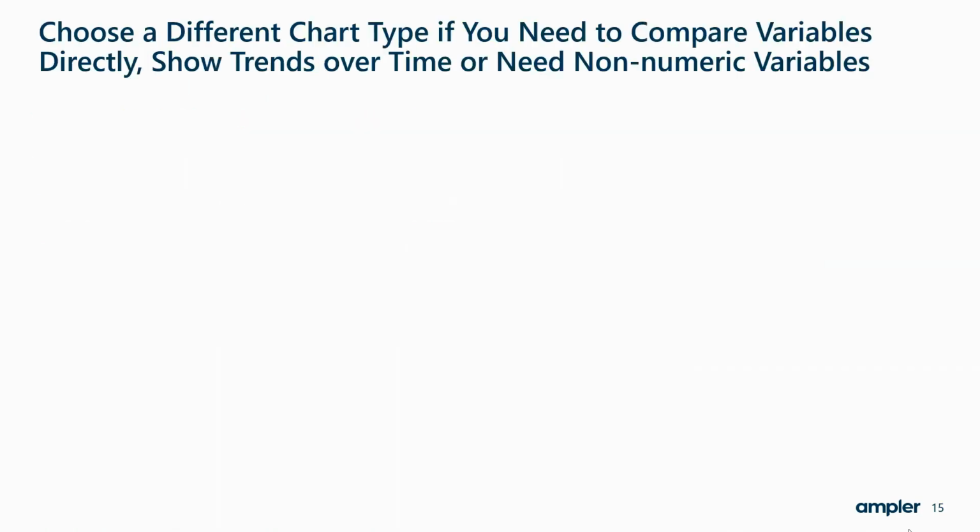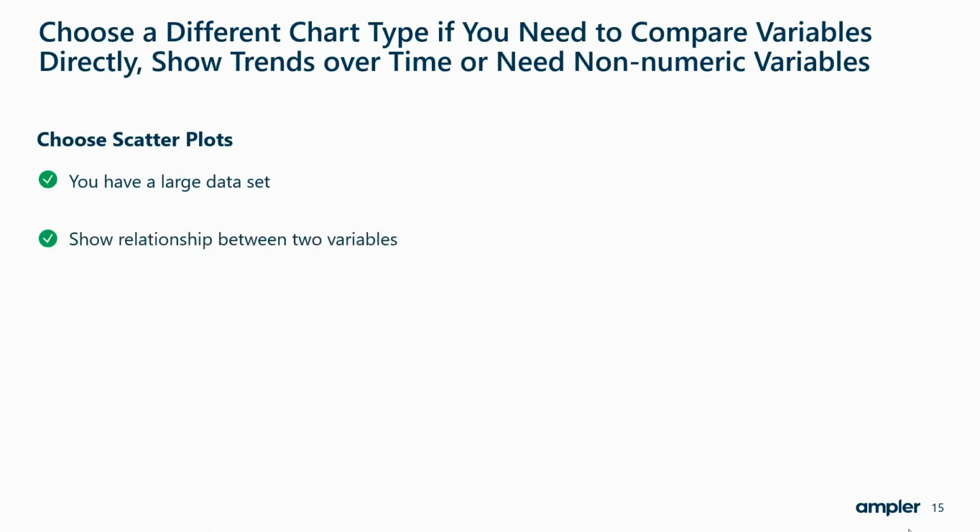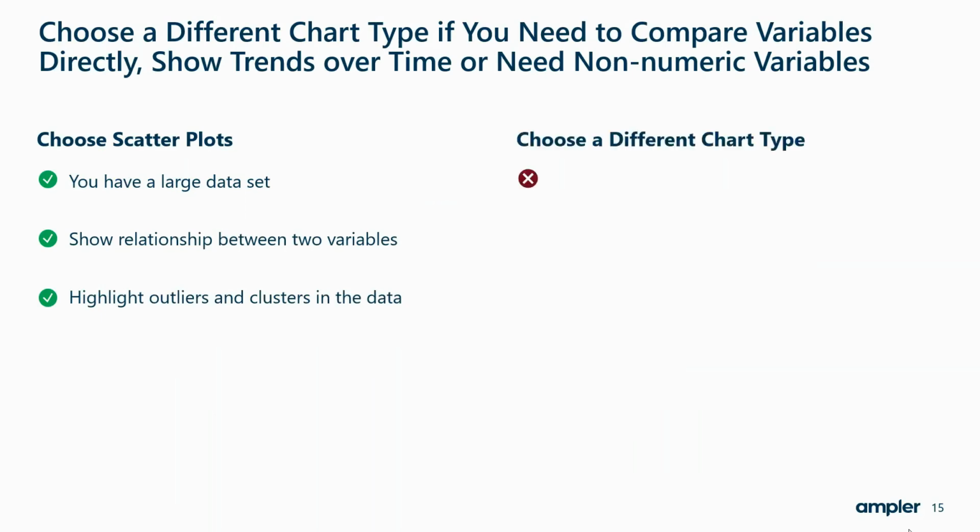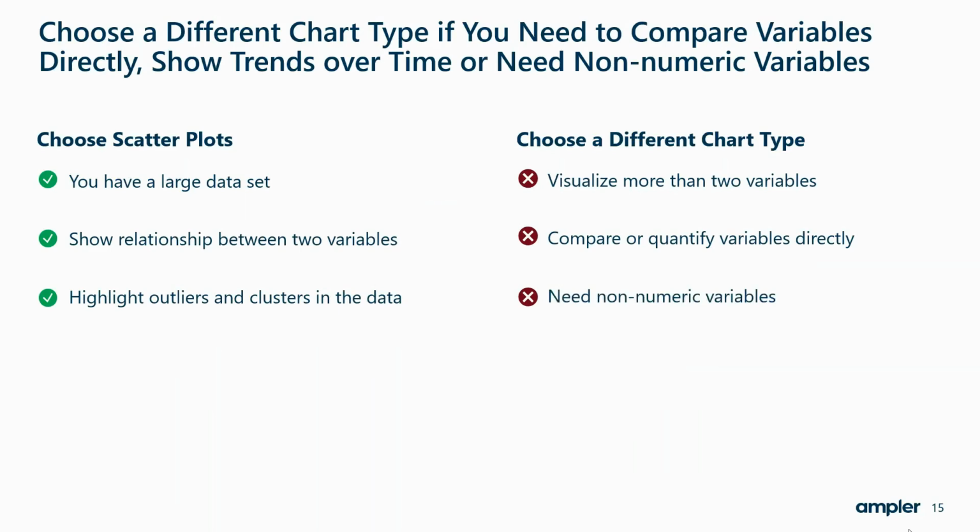Like any other chart, there are some advantages and disadvantages of using a scatter plot. Let's start with when it's a good idea to use these charts. If you have a large data set with 2 continuous variables and you want to show the relationship between the variables, scatter plots are also great at highlighting outliers and clusters in the data. You should choose a different chart type if you have more than 2 variables, if you want to compare the values of data points directly, if you need to visualize non-numeric variables, and if you want to show trends over time.